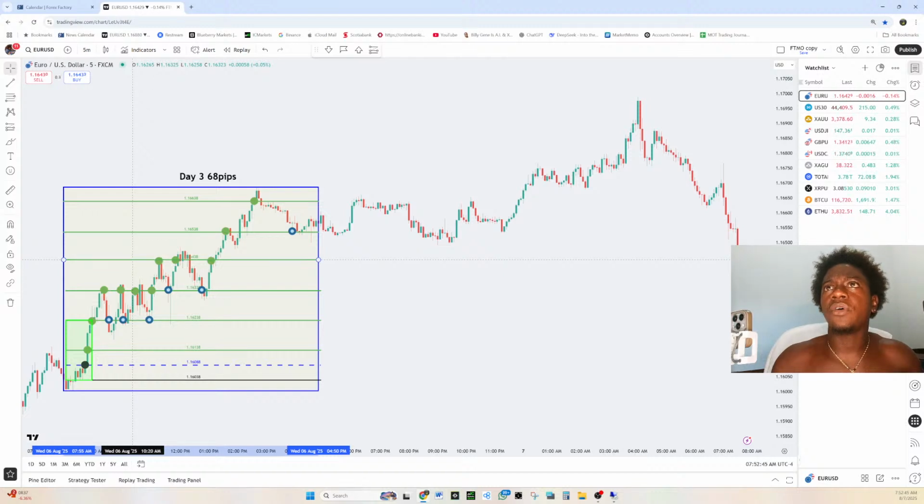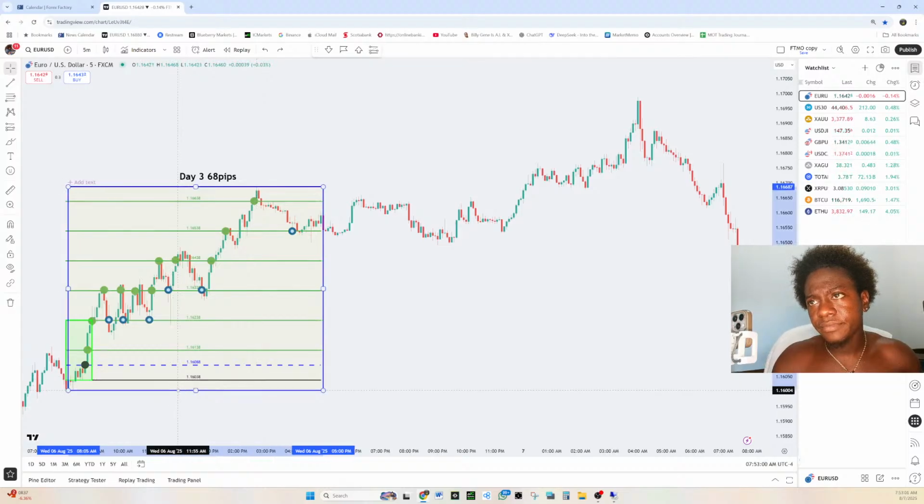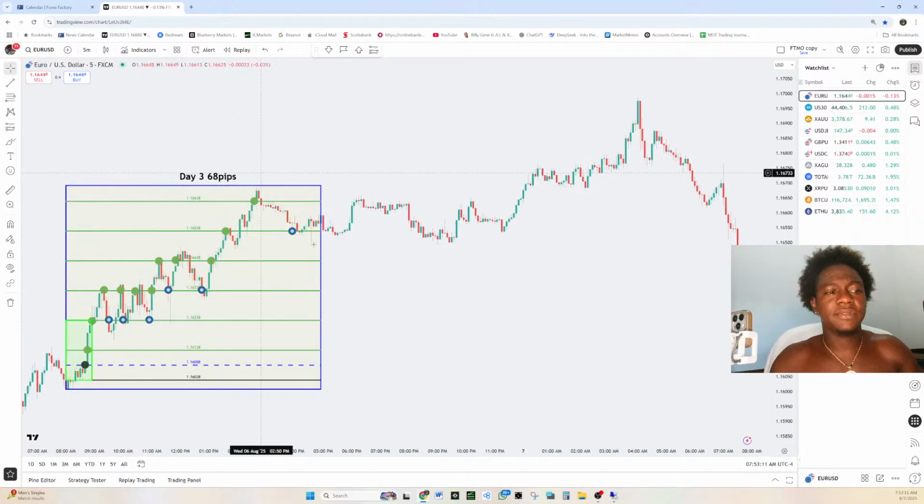No, the box is incorrect. Give me a second. I'm lagging a little bit. I guess over time it's gonna unlag itself. You see how I open the FTMO? You see how I open the TradingView chart and it just readjusts itself. Hate when I do that.